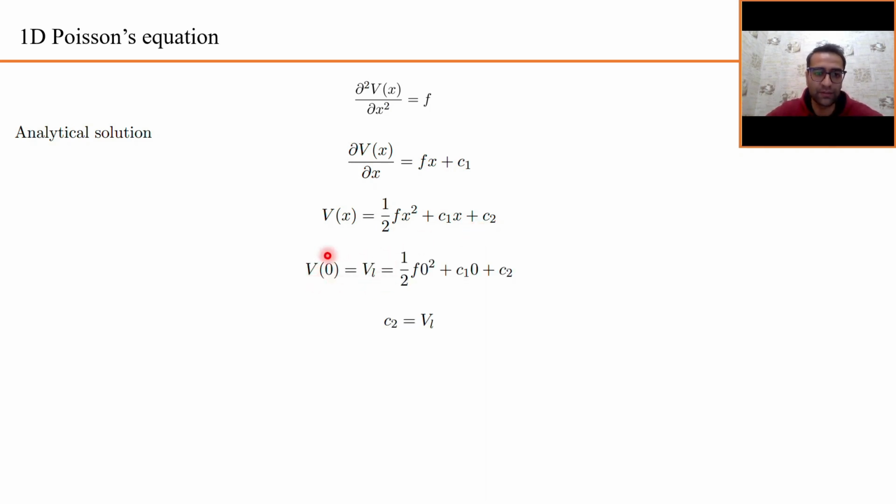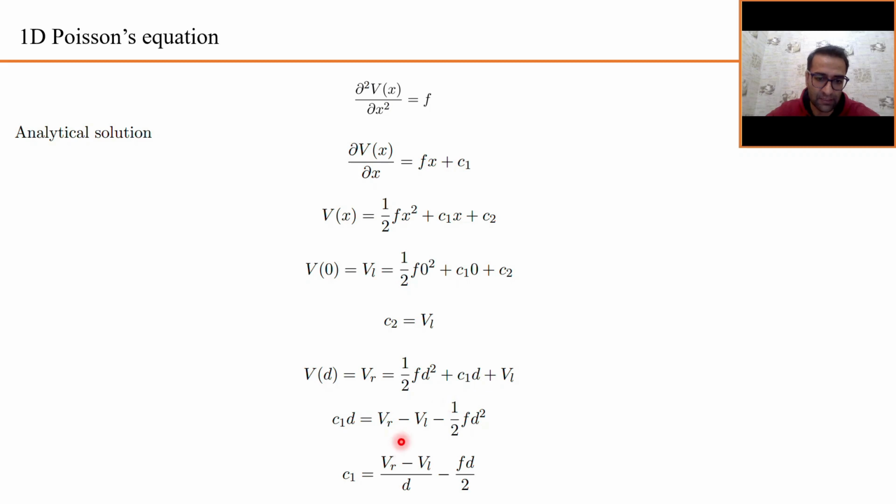At 0, the value of v is v left. Therefore, 1 over 2 f times 0 plus 0 plus c2 will give us c2, and this is v left. And we know that v at the point d is v right. By substituting x equal to d, we will get such an equation. All we need is to find c1, and after a little algebra, you can easily see that c1 is v right minus v left divided by d, minus f d divided by 2.